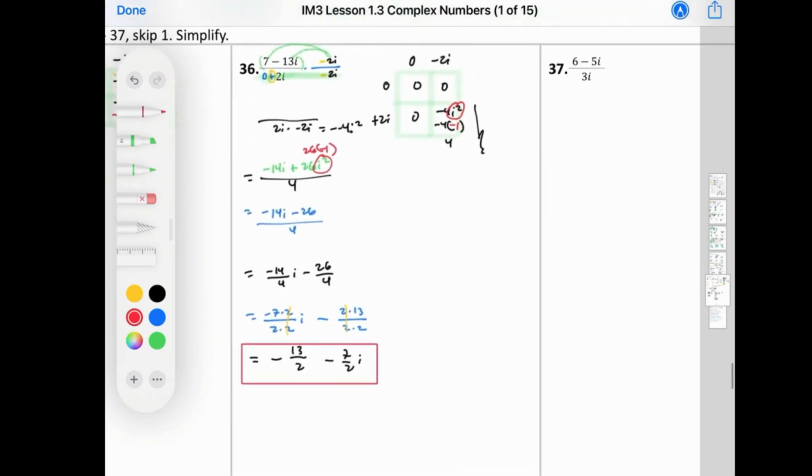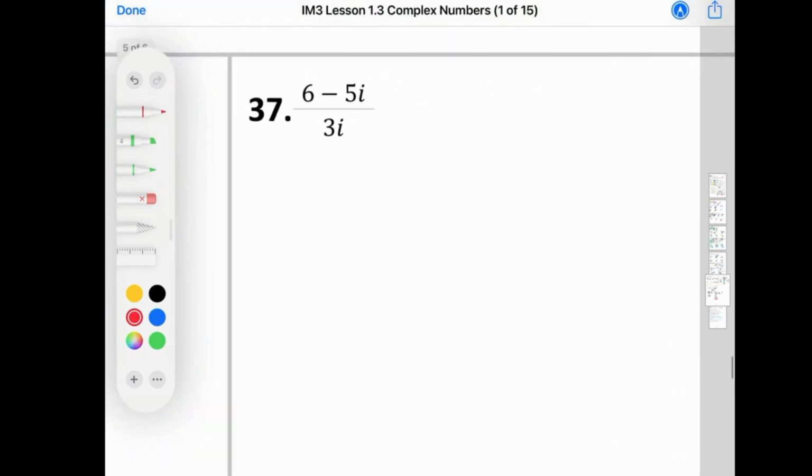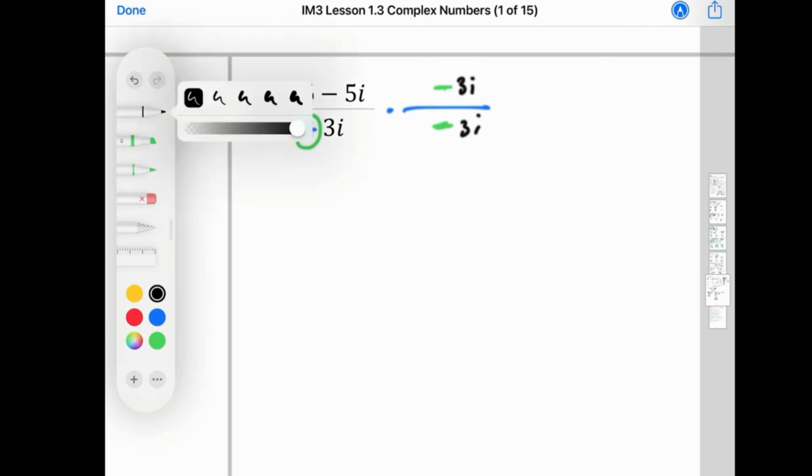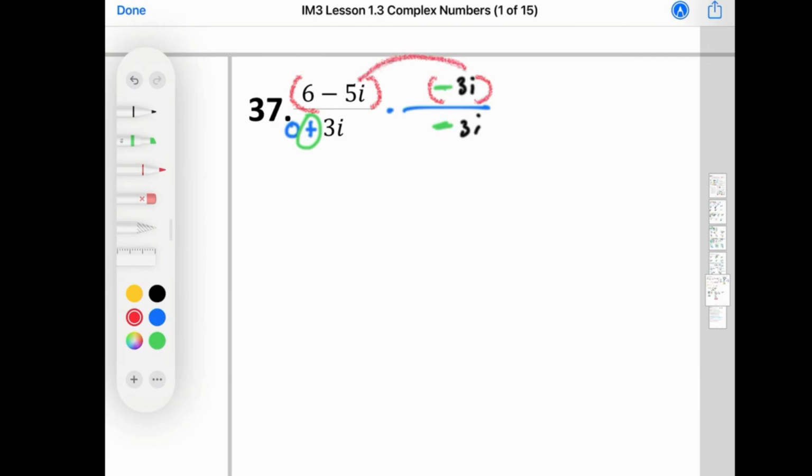Okay. And then same thing over here for number 37. To help you find its conjugate, I'm just going to put a zero here. And that's just to show you the conjugate is just going to be minus. And the best one is just to write 3i. That's it. The conjugate of positive 3i is negative 3i. And then all you have to do for this problem is multiply across. And this one you're going to have to distribute.